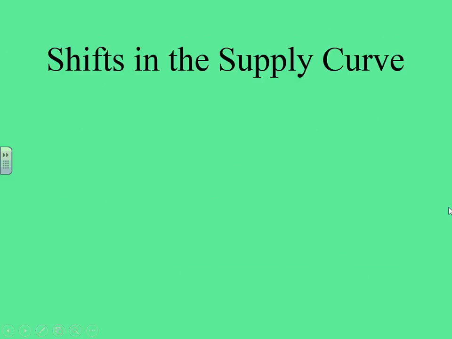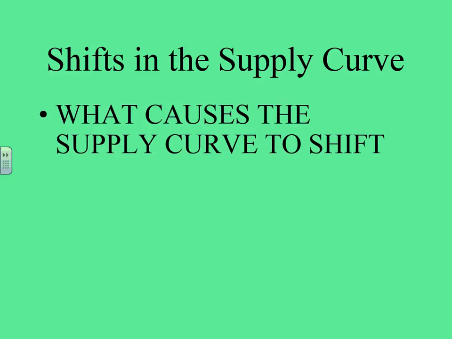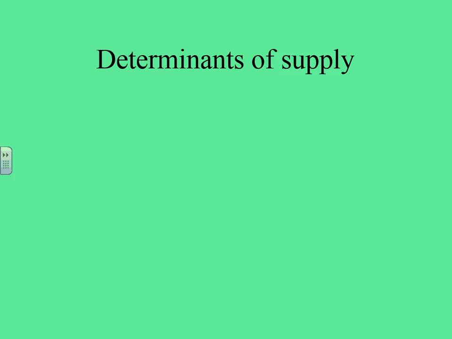Okay, so enough of quantity supplied, so what does a change in supply look like? Well, just like with demand, it would be caused by the determinants of supply. And so what causes a supply curve to shift, there's millions of things that would cause it to shift, but we try to put them all in categories called the determinants of supply.